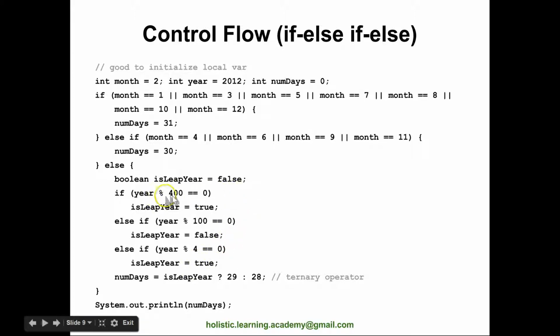Here, if the year is divisible by 400, then it is a leap year. Or if the year is divisible by 100, then it's not a leap year. For example, year 2000, 2000 percent 400 is 0, so it's a leap year. But 1900 is not a leap year, because 1900 percent 400 is not 0, so it will come here. 1900 percent 100 is 0, so it's not a leap year even though it's divisible by 4. That's just some adjustments.